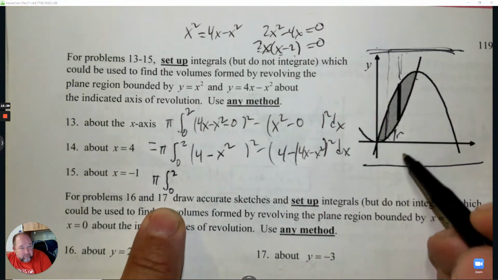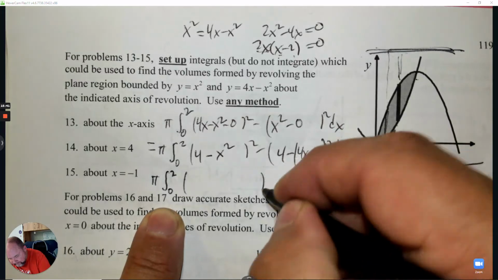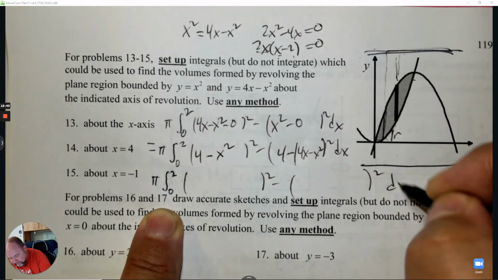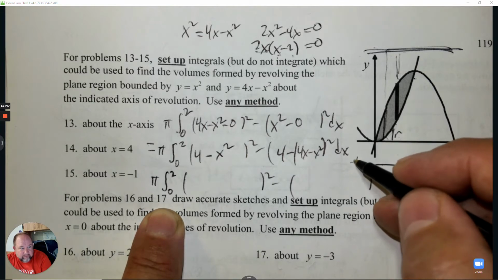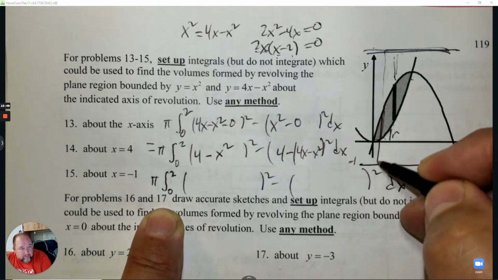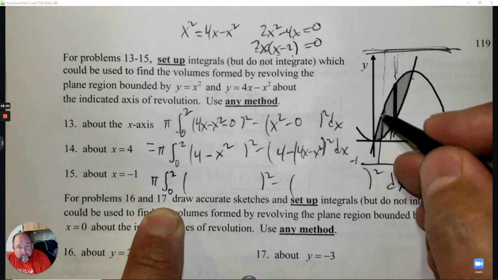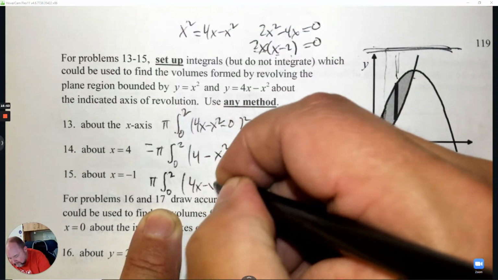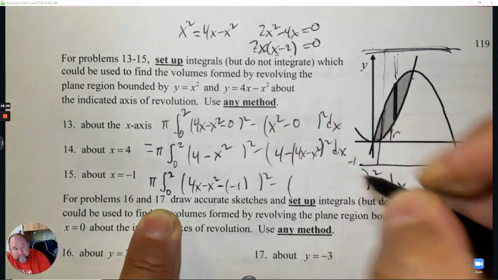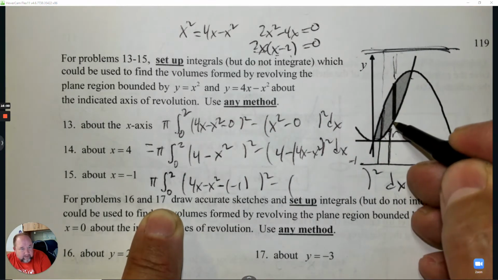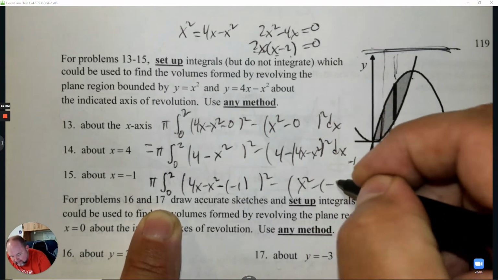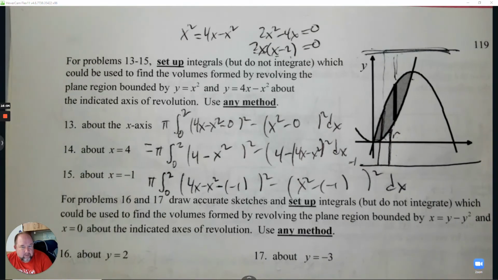So it still goes 0 to 2. So for this line down here at -1, the big radius goes 4x minus x squared subtract -1. And the little radius here is x squared subtract -1. And there it is.